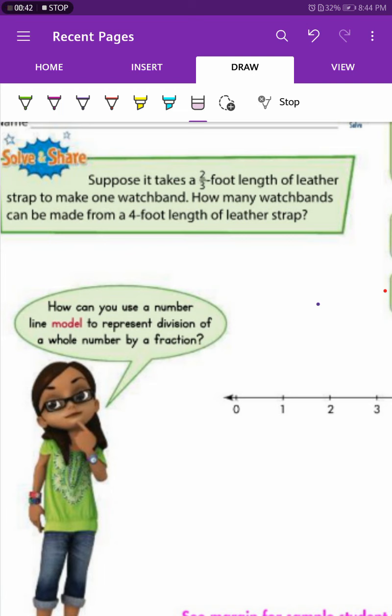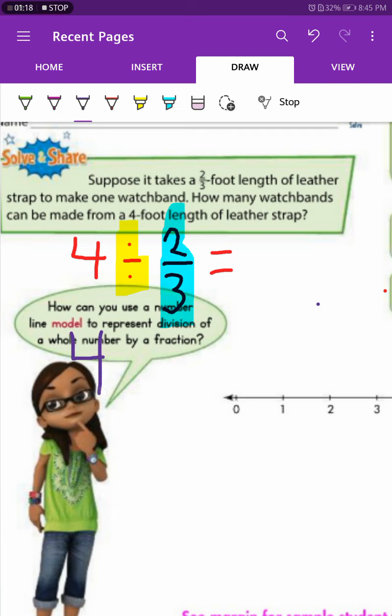My dear students, we learned before how to divide a whole by a fraction. Tell me how many of these fractions are in this whole. And we learned that the division must convert to multiplication, and we find the reciprocal of 2/3.